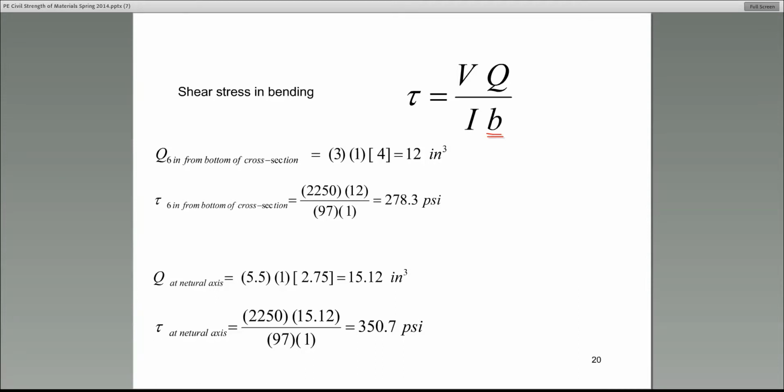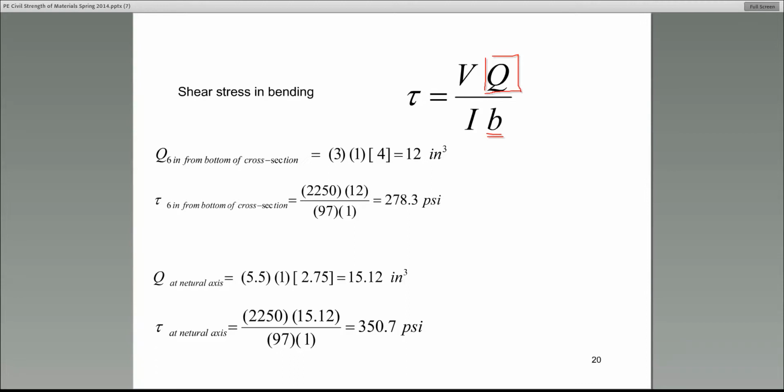Now, let's go back to this. What about the value of Q? And remember, guys, I said earlier, some people have difficulty with this equation. Well, the difficulty that many people have is in calculating the value of Q, what we call Q. All right?